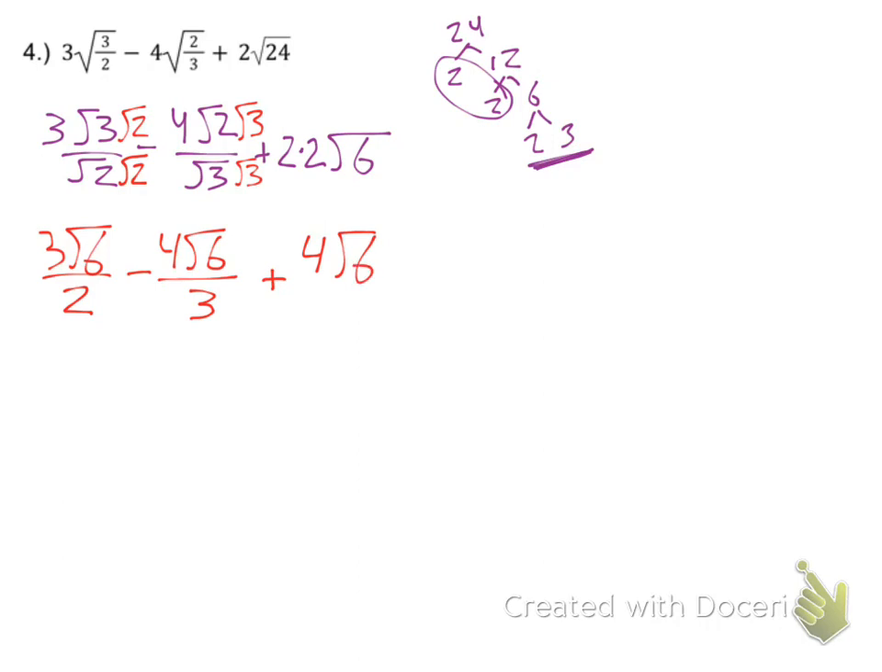Hey, this is kind of nice. Do you guys recognize that these are all square root of 6s? These are all square root of 6s, so therefore they all can be put together. Would you guys agree? No, you can't put them together unless you have a common denominator. What's the common denominator between 2, 3, and 1? 6.